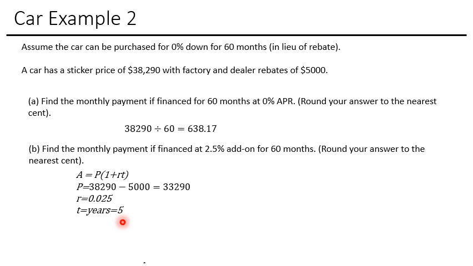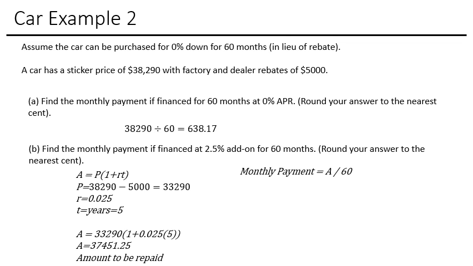Now that you know P, R, and T, you can plug it all into this formula. All we have to do is plug the numbers in and calculate, and you get 37,451.25. That's the total amount to be repaid. Now we're going to divide that by 60 to get our monthly payment. Whenever we divide that by 60, we get $624.19.